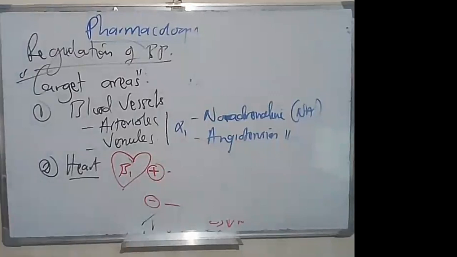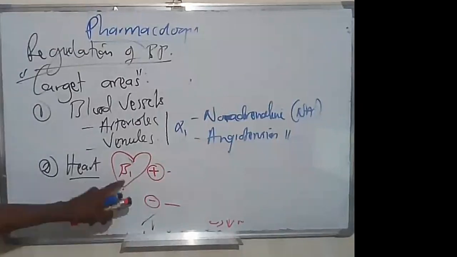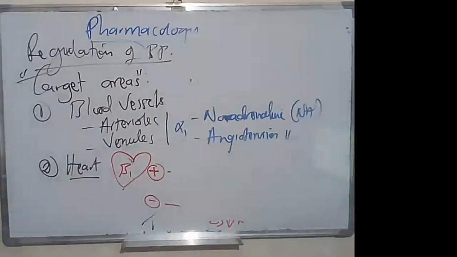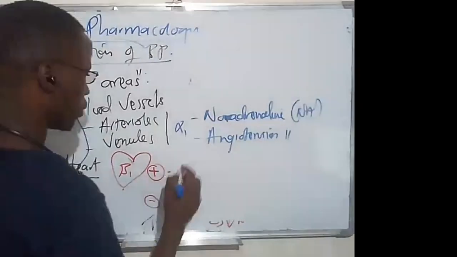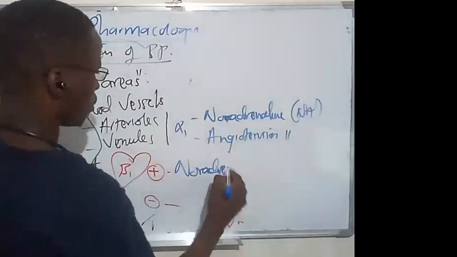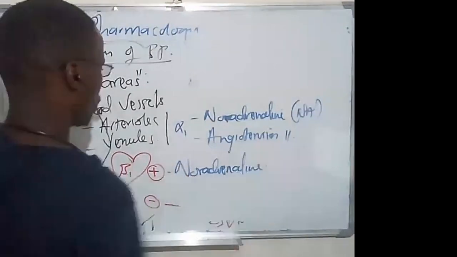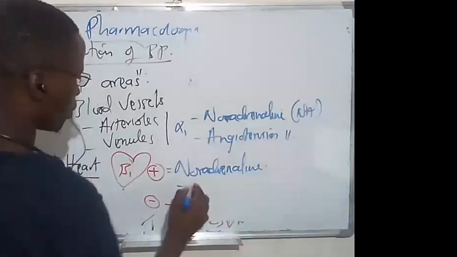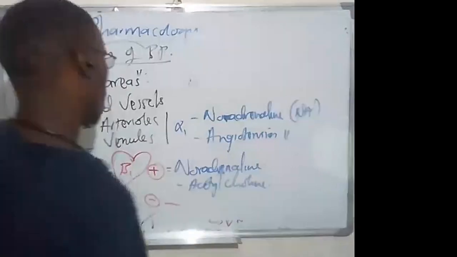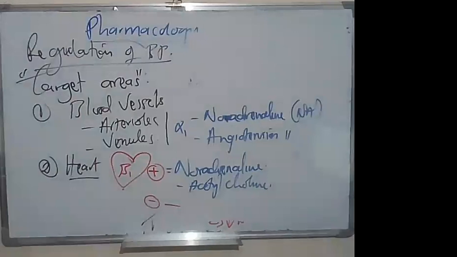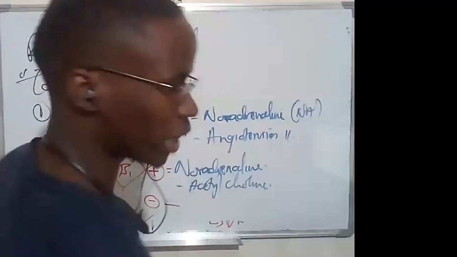Then on the heart, what are some of the things that can stimulate beta 1 receptors there? We have two things we can have. One, what is called adrenaline, and we also have what is called acetylcholine. Those are some of the things that can stimulate the beta receptors on the heart.